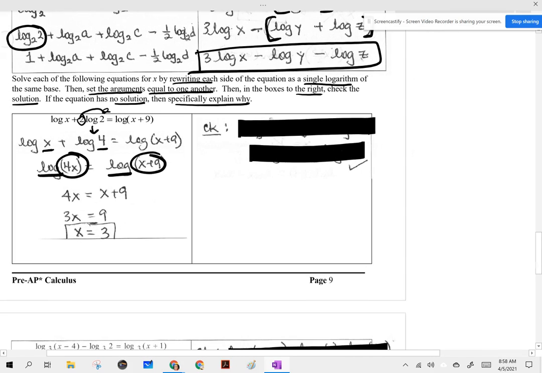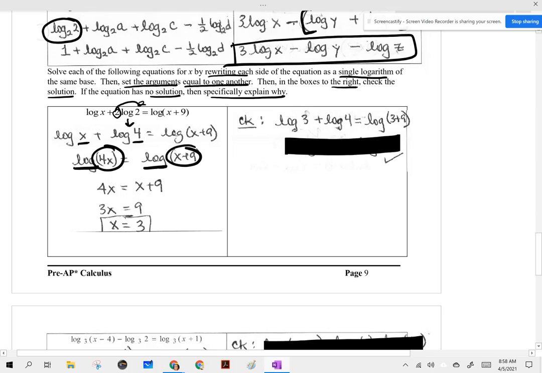All right, so here's our check. We're going to go back to the original, and everywhere where there was an x, we are going to replace it with 3. So log 3, and this 3 plus 9. And so I have here log 3 plus log 4. That's the same thing as log 12 equals log 12. So that's going to work.